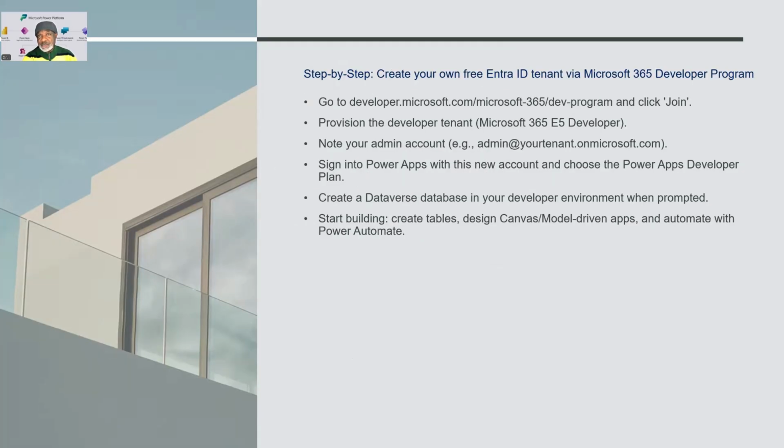If you're trying to set up your Entra ID, here is the way to go. You can go to developer.microsoft.com, the link there, and click join. You'll be able to provision the environment, sign in, and create a database in your developer environment when prompted. You start building, creating tables, designs, and automation with Power Automate. Remember all of these things. Once you log into Microsoft to create your account, if there's any issue, you will have to reach out to them directly.